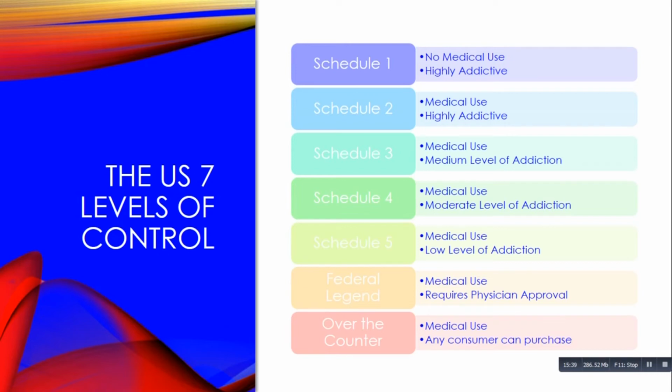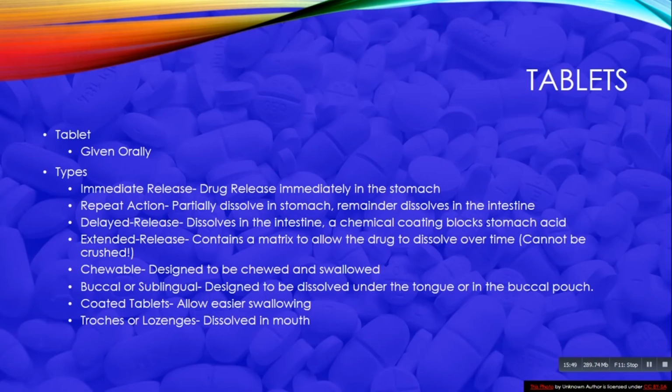So let's talk about dosage forms. The first dosage form, the most common one that you will see, is a tablet. It's a powder-based product that is put under immense pressure to be packed into a tablet. Generally speaking, these dissolve pretty quickly in the body. You can have an immediate release tablet, which will dissolve in the stomach and then immediately release into the body.